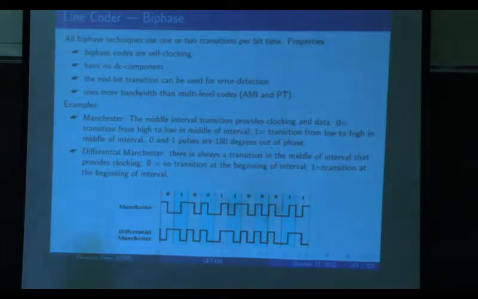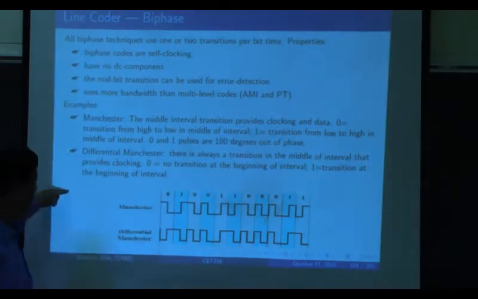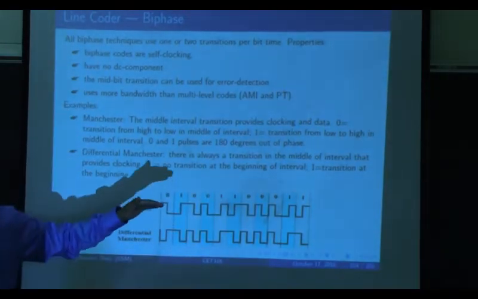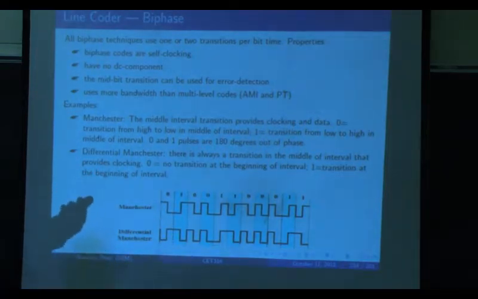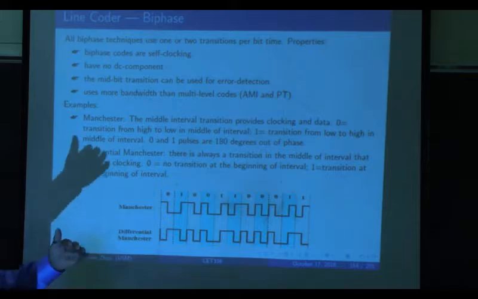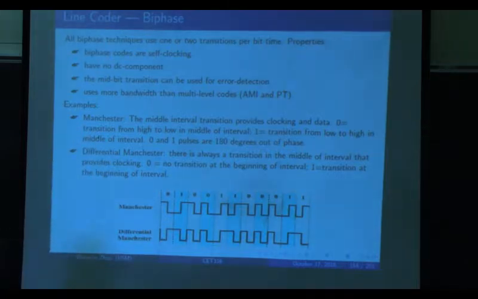Biphase techniques use 1 or 2 transitions per bit time, and the property is biphase codes are self-clocking. Self-clocking means from the code itself we can extract the clock. Some codes do not have this kind of property. For example, non-return to zero, just the ordinary. If we have a lot of ones, what do you get? We get high, high, high, high, high, a straight line. Then if you receive this kind of signal, do you know the clock? You receive a whole line of ones, or all zeros. You do not know where the clock is.